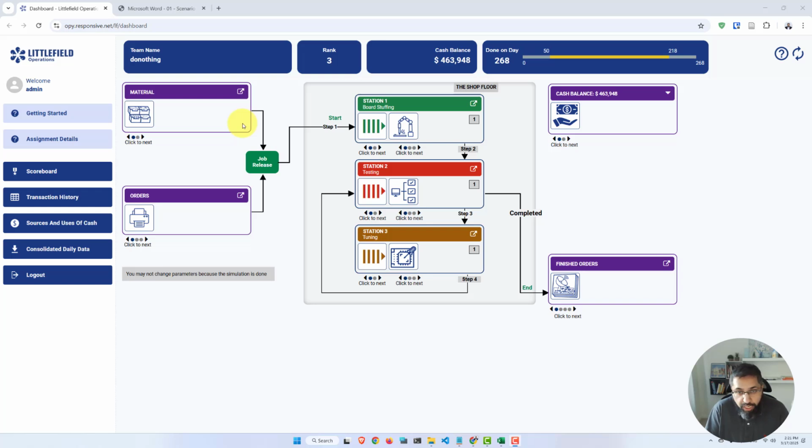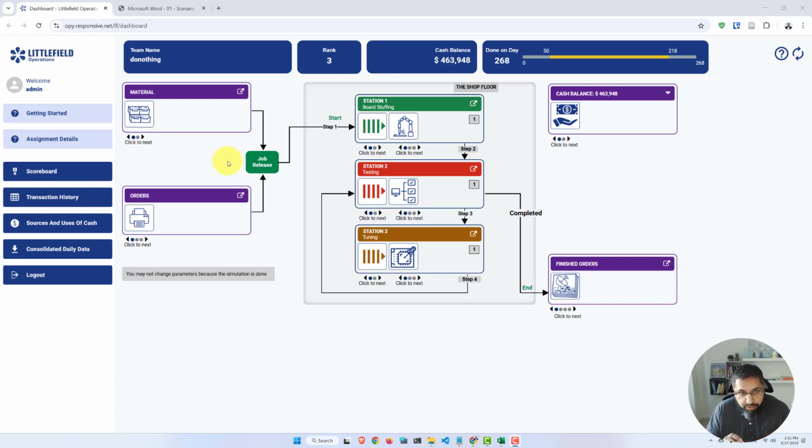This will also give a chance to teams who may not have done so well to have the same learning as every other team. So when all the teams start scenario 2, they all start at the same level. So let's get started. When you log into your Littlefield factory, it would look like this.